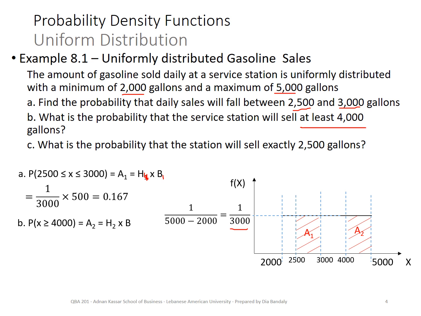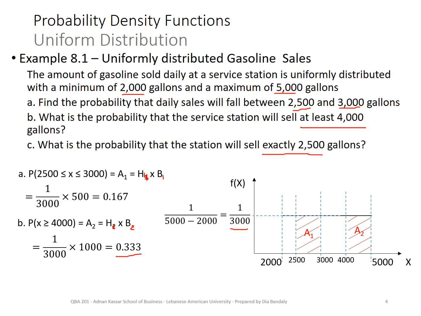Again here, forgive me, it's the height times b2. It's not h2, because the height is not changing. So that's equal to what? The height is 1 over 3000, and what do you think about the base? Yes, it's 1000, right? Because it's the difference between 5000 and 4000. So we get 0.333.